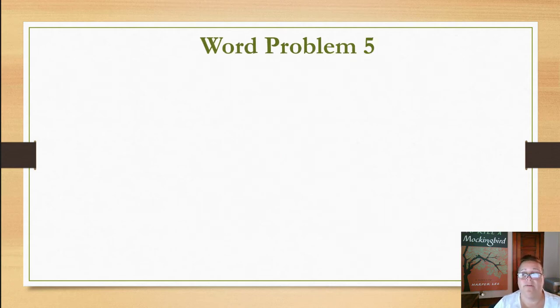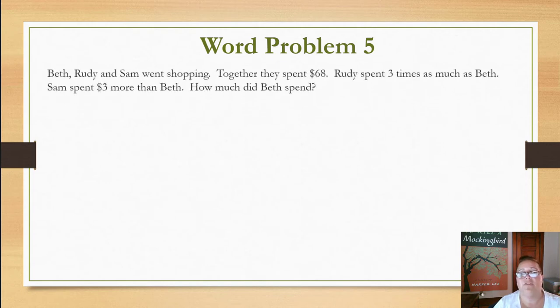For problem number 5, we have another total type problem. Beth, Rudy, and Sam are going to go shopping. Together, they spend $68. Rudy will spend 3 times as much as Beth. Sam will spend $3 more than Beth. The question is, how much did Beth spend?